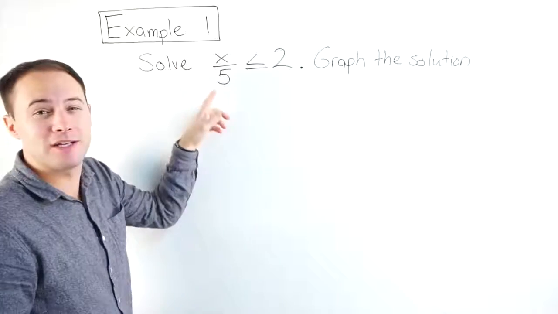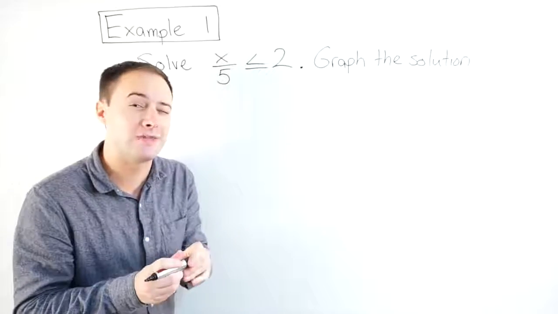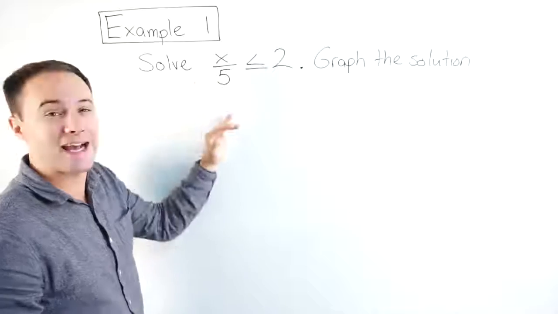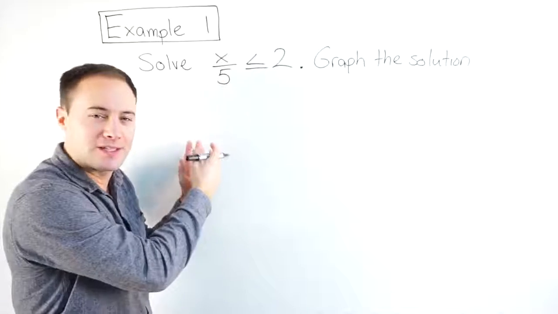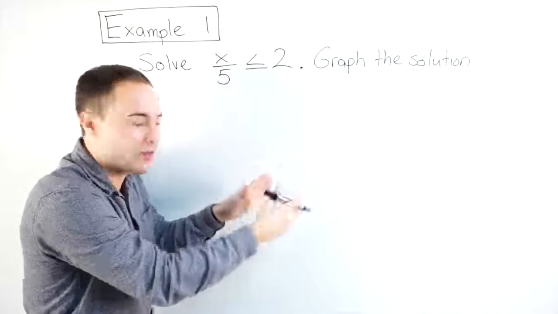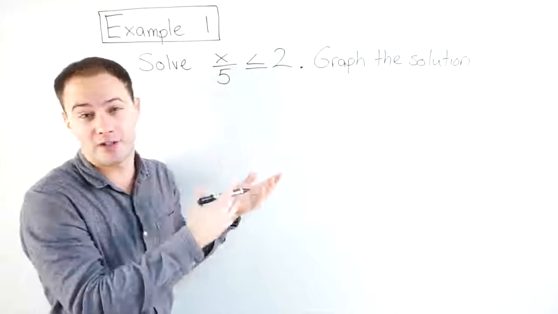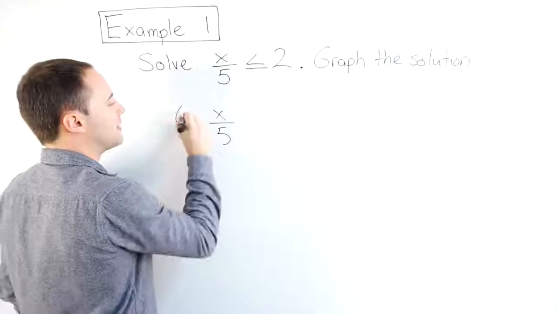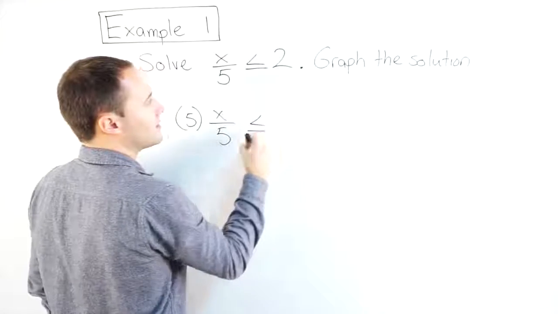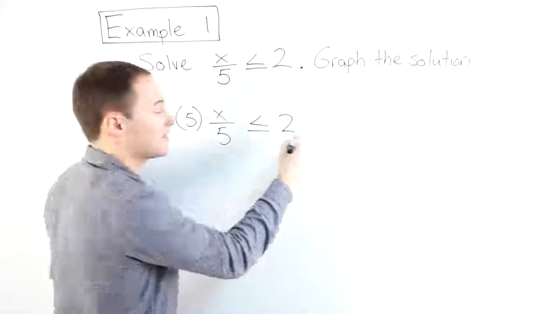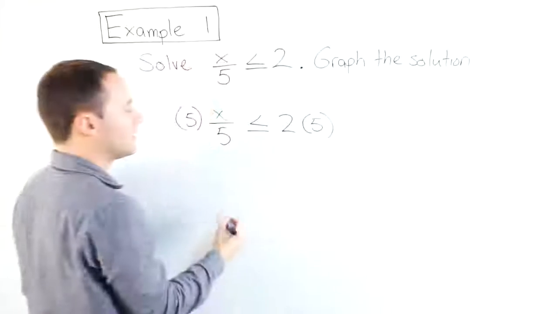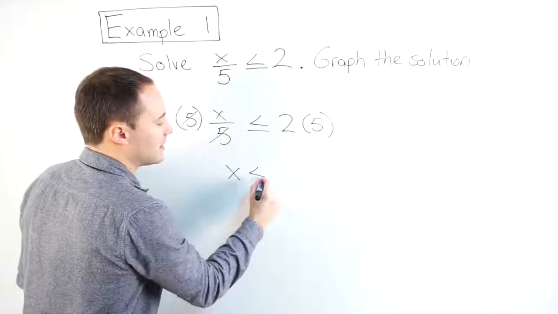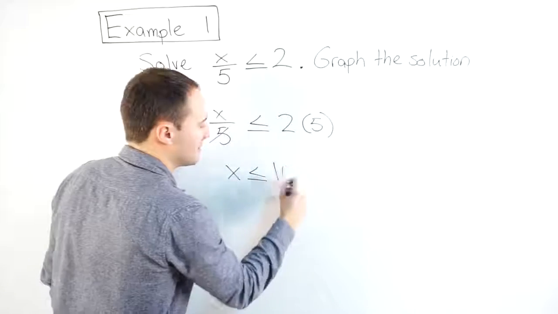Right now, x is being divided by 5, so I do that inverse operation and multiply this side by 5 to get that x alone. And anything I do to one side, I have to do the same to the other side to make sure the inequality stays true. So here we go. X over 5, if I multiply this side by 5, less than or equal to 2. Do the same thing on this side, multiply that side by 5. Those 5s will cancel out, and I'm left with x is less than or equal to 10.